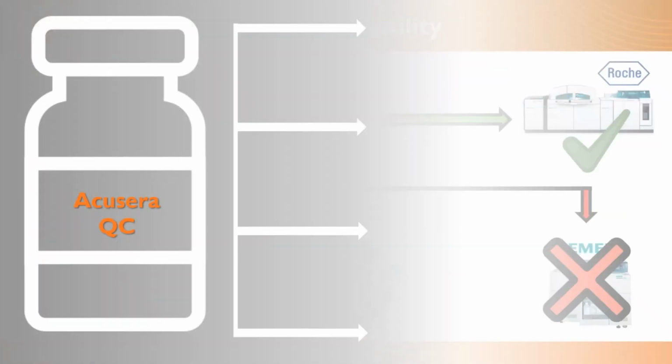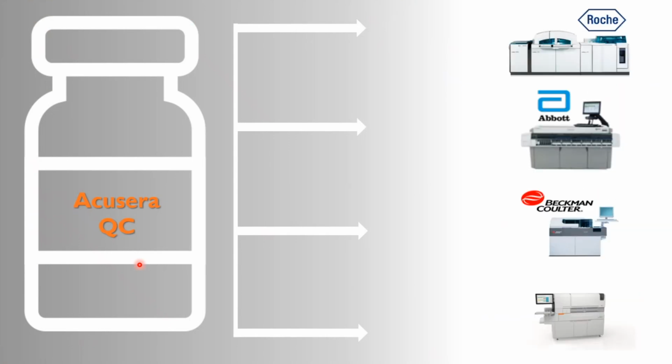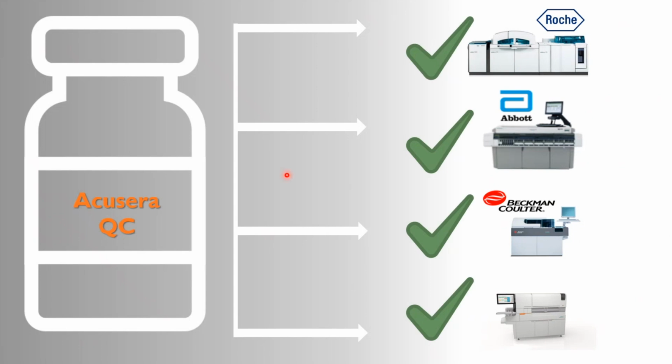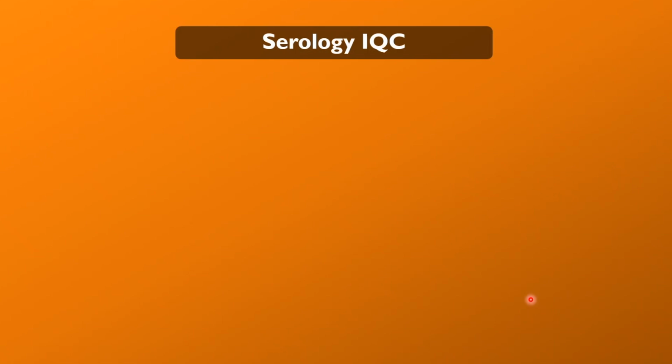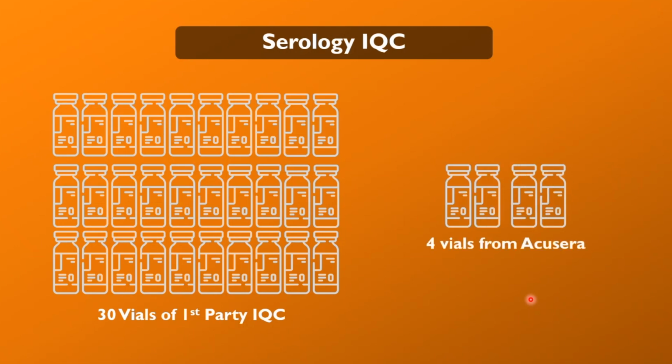What about third-party controls? That's obviously not the case, because third-party Acusera controls, for example, can be used on all the different kinds of machines. Not just these four, I'm just using these four as an example, but any analyzer for that matter. And not only is this an advantage of third-party controls, but also if you look at first-party controls, for example, serology QC, we have from first party about 30 vials of QC that you needed from Roche. However, from Acusera, how many do you need? 4. So again, another advantage of third-party controls is that they are highly consolidated.